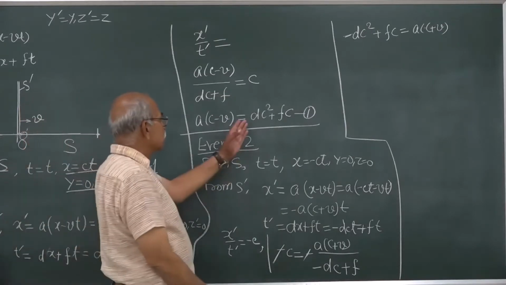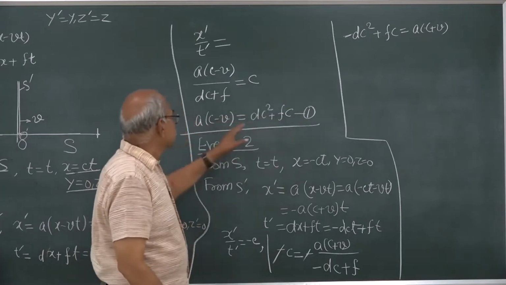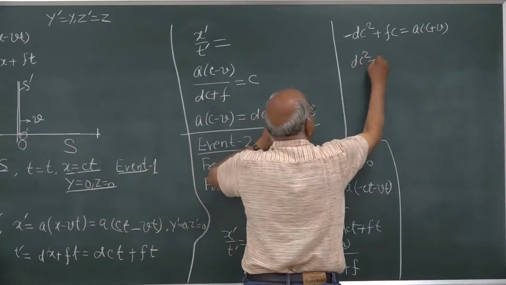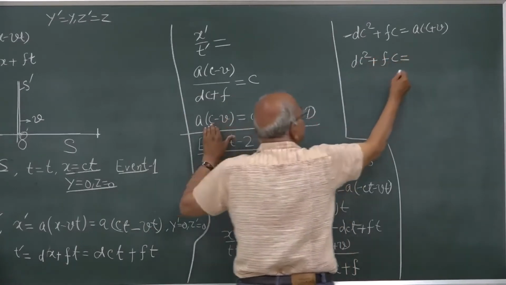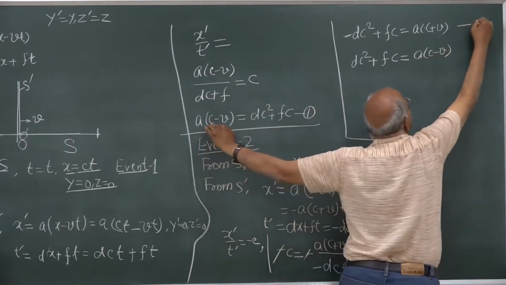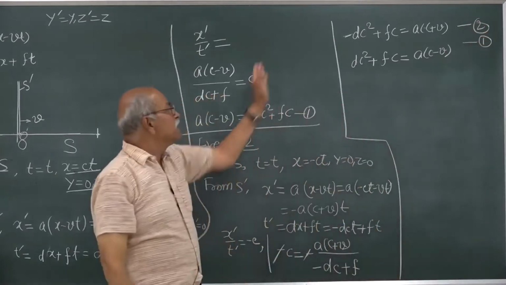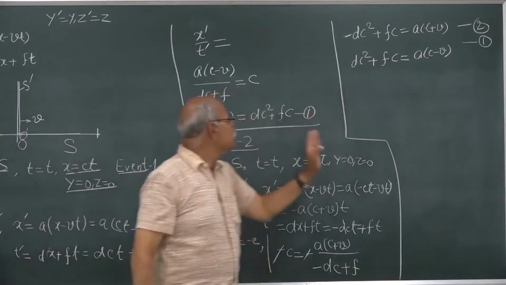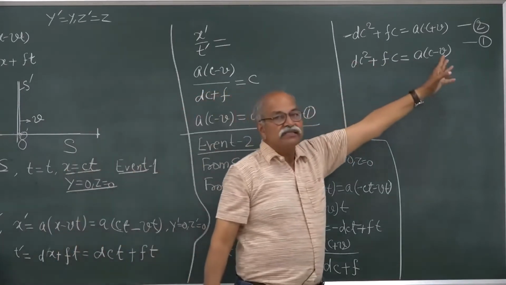Now, look at this equation and this equation. Let me write this equation again. So, minus D c square plus F c is equal to A into c plus v. This was my second equation. This is my first equation, which I am rewriting: D c square plus F c is equal to A into c minus v.